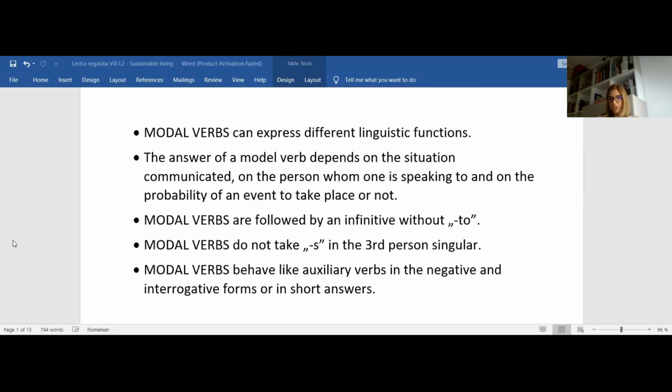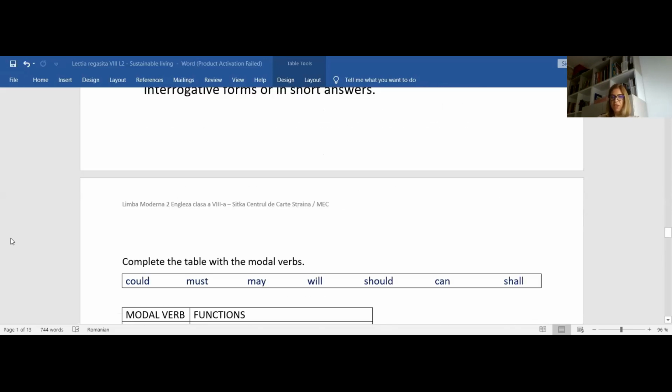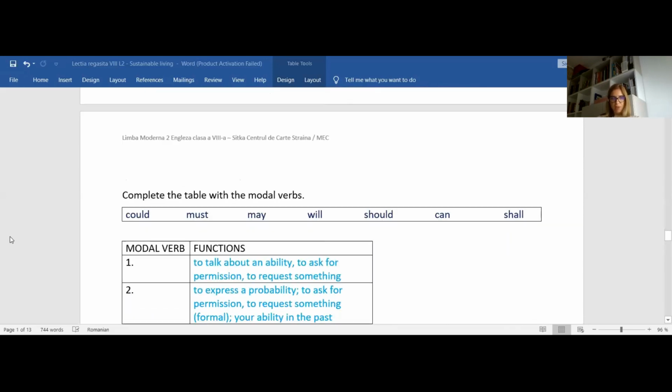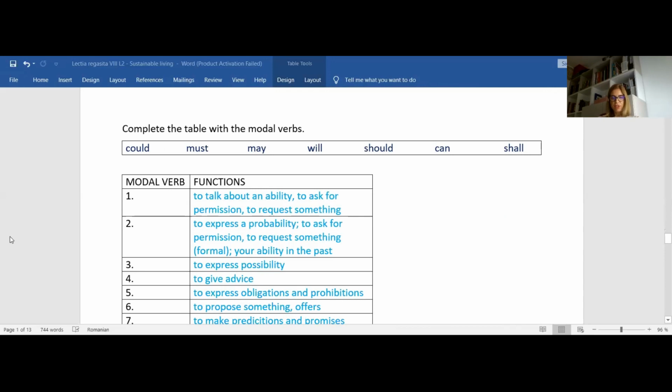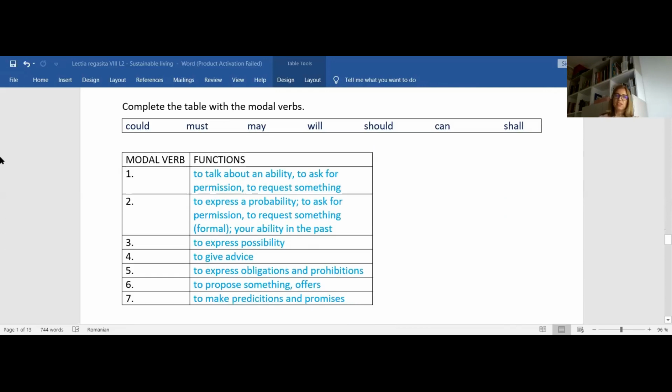And to better understand the use of modal verbs, I have prepared some practice exercises, and the very first one of them is this exercise in which I would like you to complete the table with the correct modal verb according to the function it serves. So let's see. Which modal verb will you choose from that table when you want to talk about an ability, to ask for permission, or to request something?